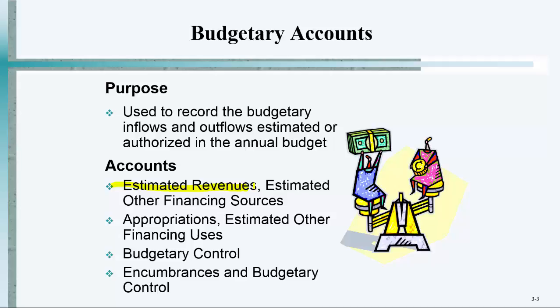We're also going to have something called estimated other financing sources. Did we talk about that in chapter 2 or not? Okay, all right. Well, you say no. Someone told me we start on a different page, but I guess we didn't talk about it.